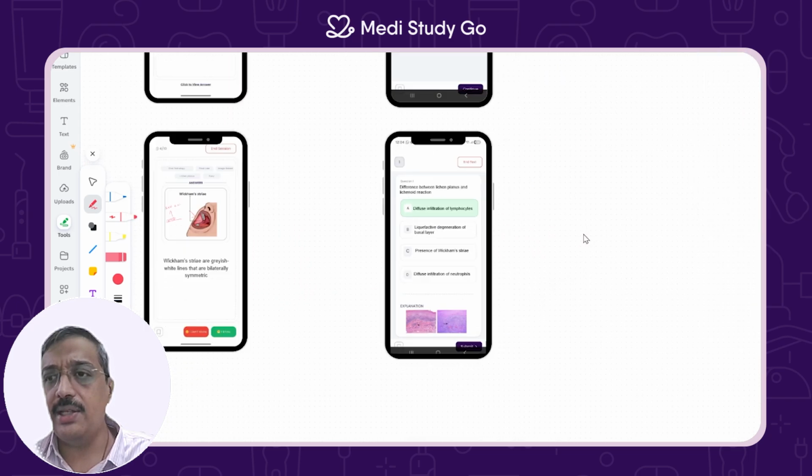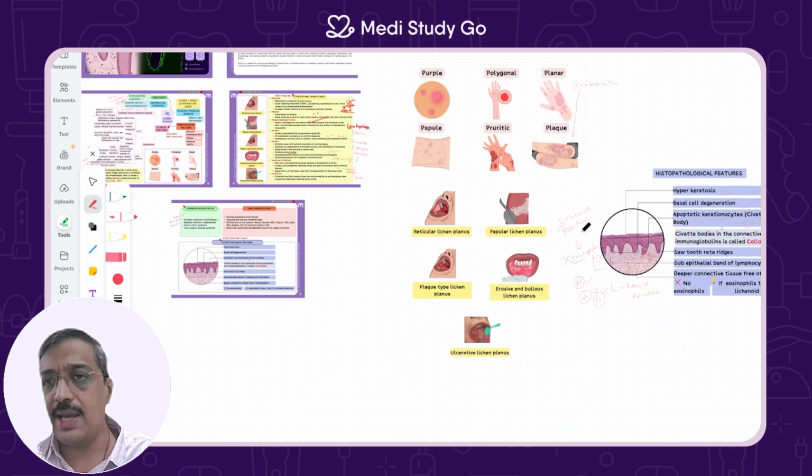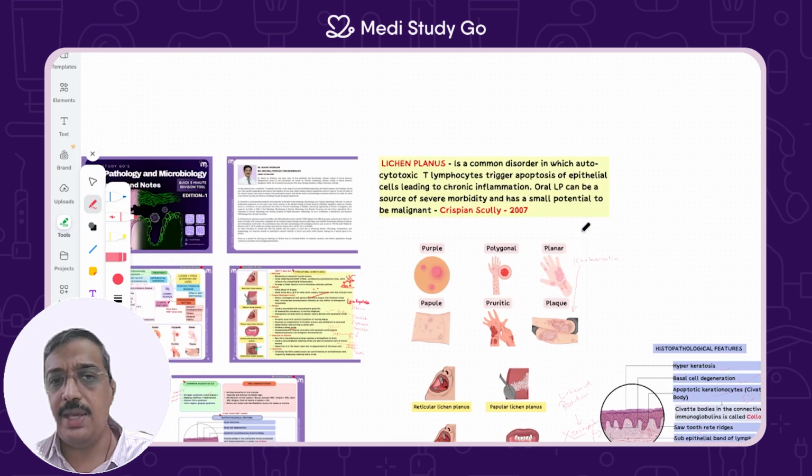So this is a quick revision for lichen planus. There is much more to lichen planus, and the most commonly asked questions would be these.